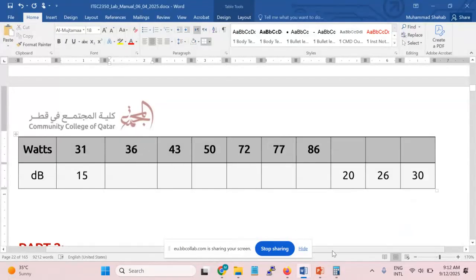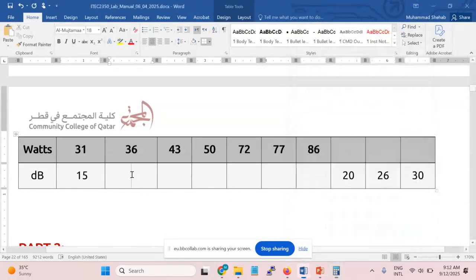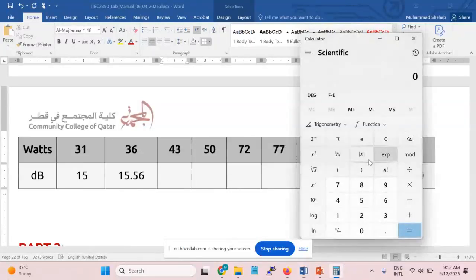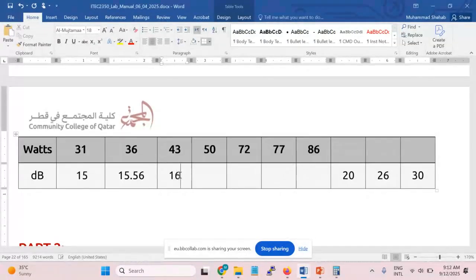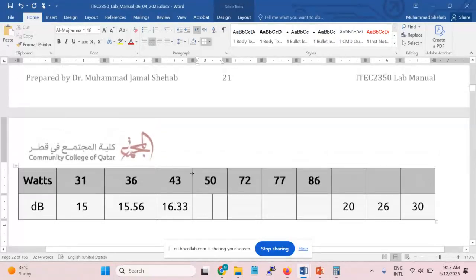36 in what? How much in dB? I will take the log of 36 and I will multiply by 10, which equals 15.56. 43, I will also take the log of 43. Similar process. I will take the log of 43 and multiply by 10, which equals 16.33.